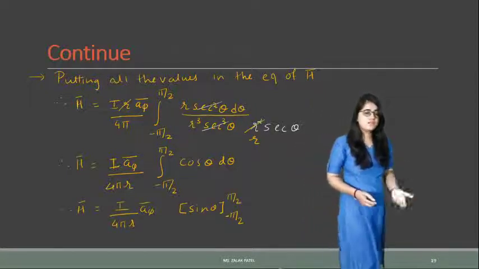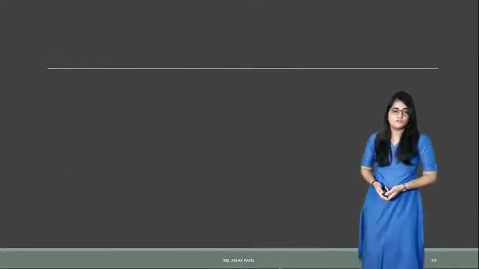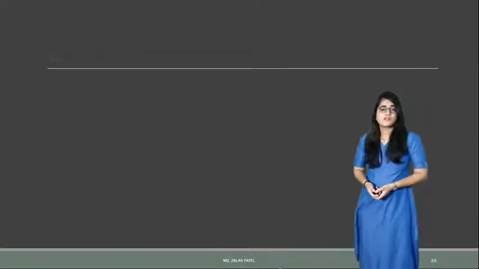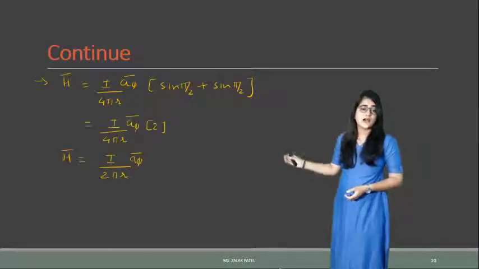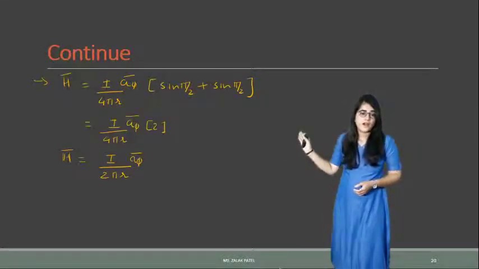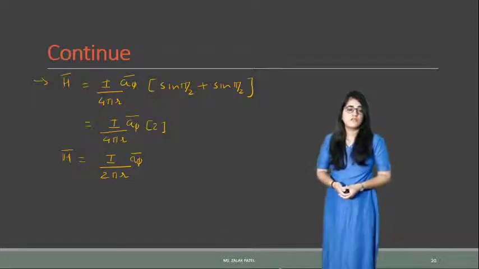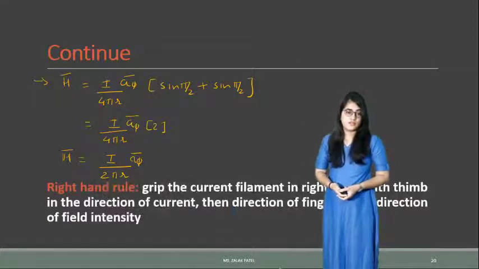So it will become 2 because sin(π/2) is 1. So the final equation of the magnetic field intensity due to an infinite line charge is H = I/(2πr) aφ. This is the final equation for infinite line charge distribution.